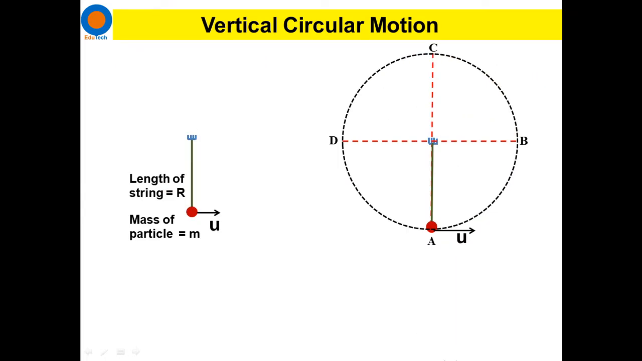See here, when the particle is given the velocity u at point A, the chances are from A it will go up to point B or up to C. If it goes up to point C without getting slacked, means if the string gets loosened, then it will complete the circle and there will be tension in the string in the entire path.